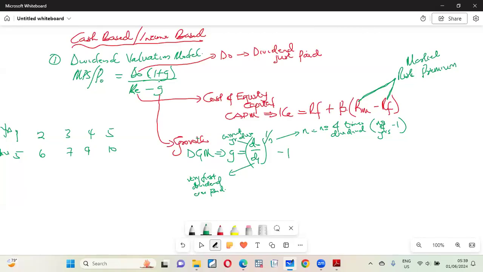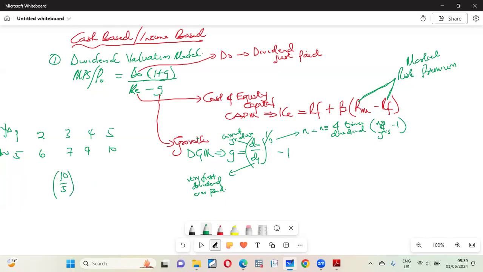Anyone? Okay, so D0 will be 10, and D1 will be 5. So that is that. Then we bring our brackets.